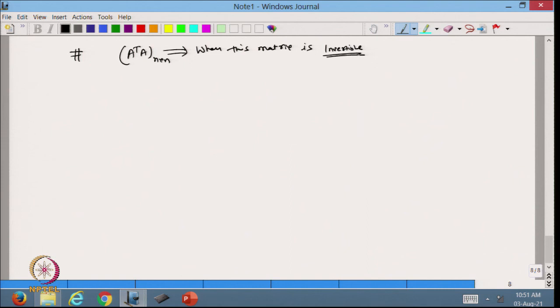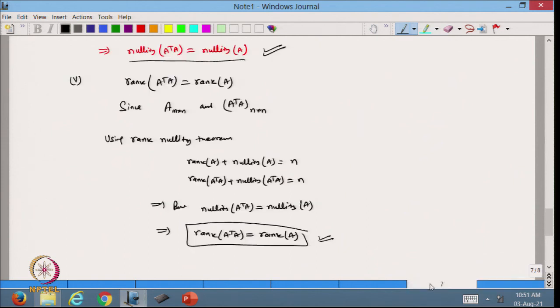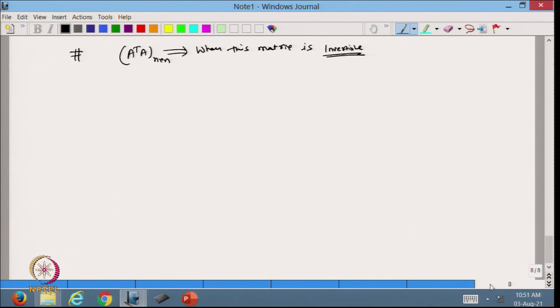This one we want to discuss because it is a square matrix and we found that the rank of A transpose is equal to the rank of A. Then how can we say whether this matrix is invertible or not? This one we can find out, when we can say that this matrix is invertible. Now, let us take an example, and we will see it with the help of an example.